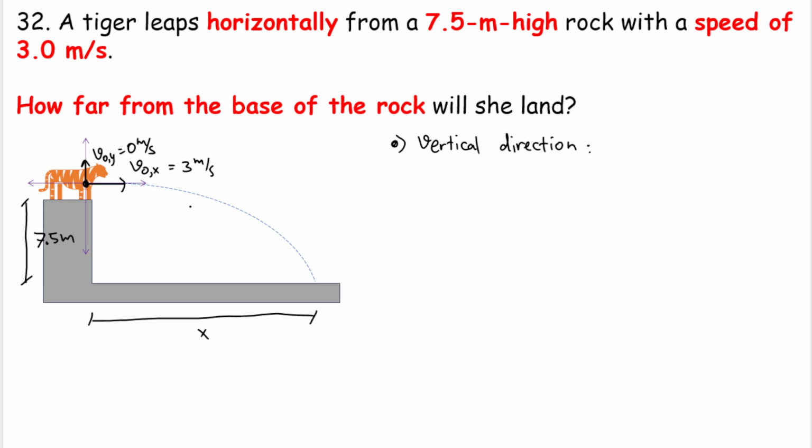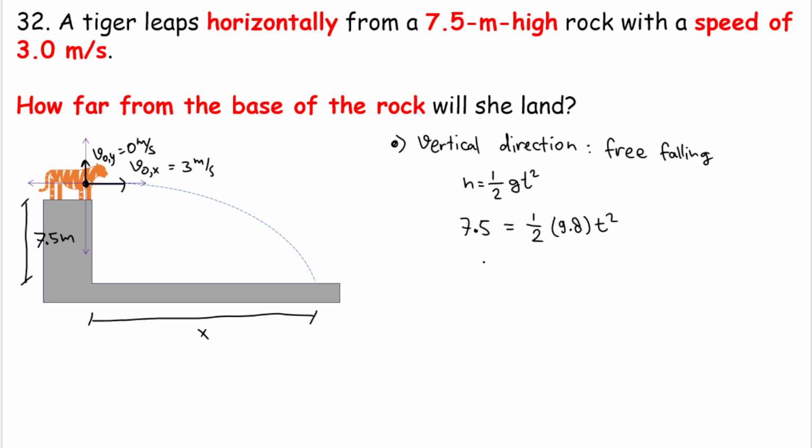So it is free falling, right? Because she does not have initial velocity in the vertical direction, we can just use this formula here: h is equal to 1/2 g t squared. Now what is the height? We have 7.5, so I'll have 7.5 equals 1/2, and then g is 9.8, and that will be t squared.